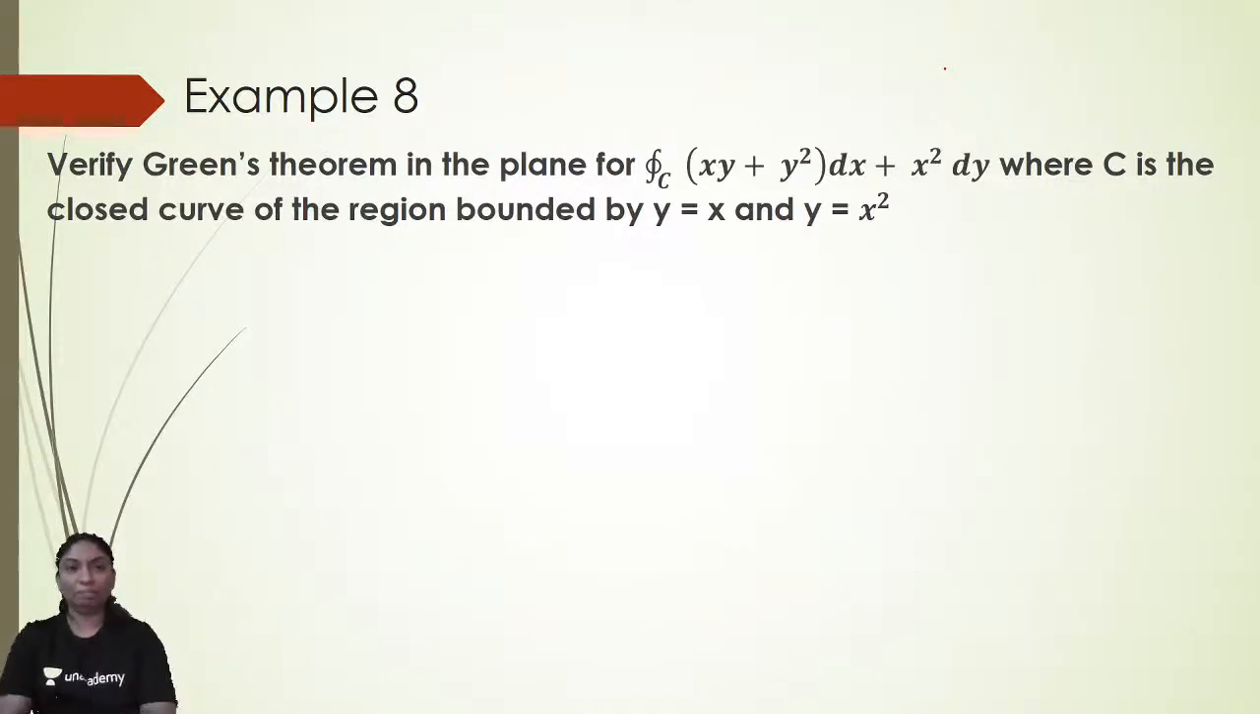Verify the Green's theorem in the plane: closed integral over C of xy plus y square dx plus x square dy, where C is the closed curve of the given region bounded by y is equal to x and y is equal to x square. हमें यहाँ पे ग्रीन्स थ्योरम वेरीफाई करना है कि ये दोनों फंक्शन ने जो भी कर्व बाउंड किया हुआ है उसका रीजन का इंटीग्रल और लाइन का इंटीग्रल सेम होता है, okay? मतलब एरिया जो भी है वो सेम है बाउंडेड बाय दिस टू कर्व्स.